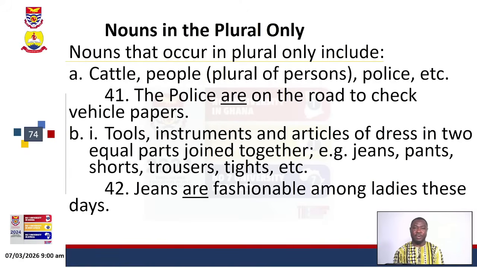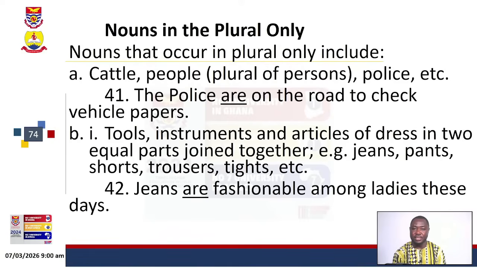You can also have nouns in the plural only. Yeah, they may not necessarily end with s, but they are plural. For instance, cattle and then people. Police. So the police are on the road to check vehicle papers. Okay? People are not people. Say people are not people, yeah?